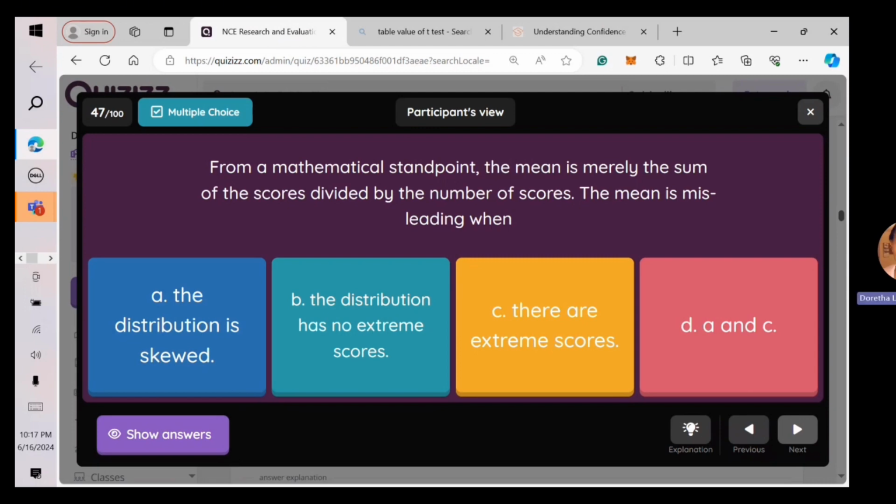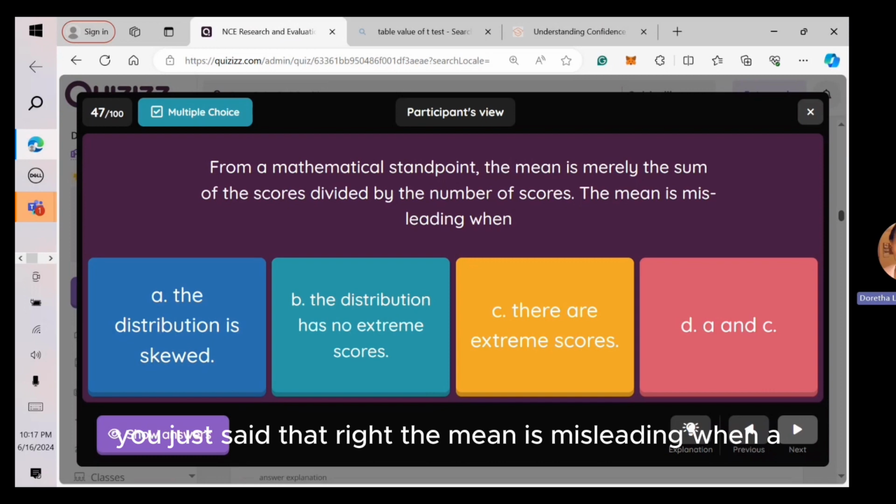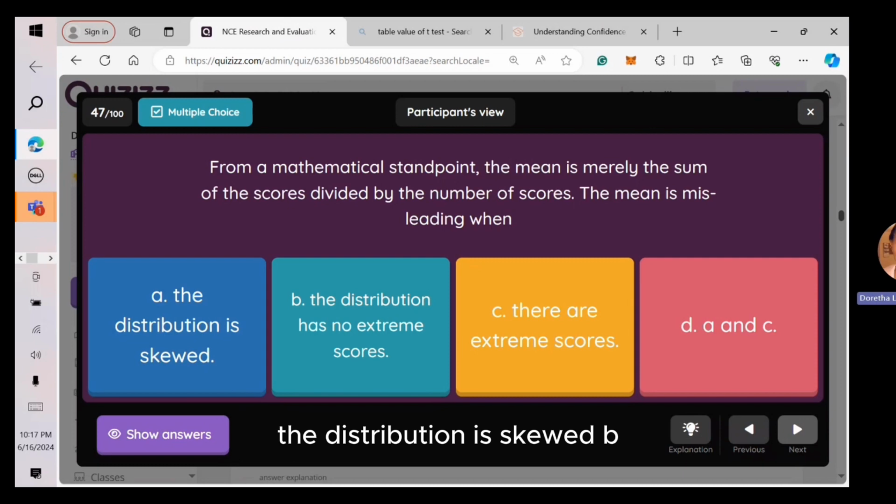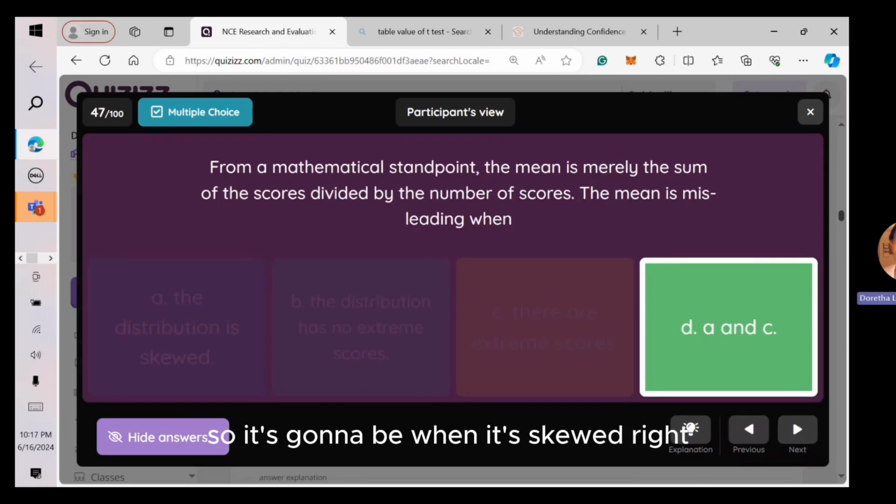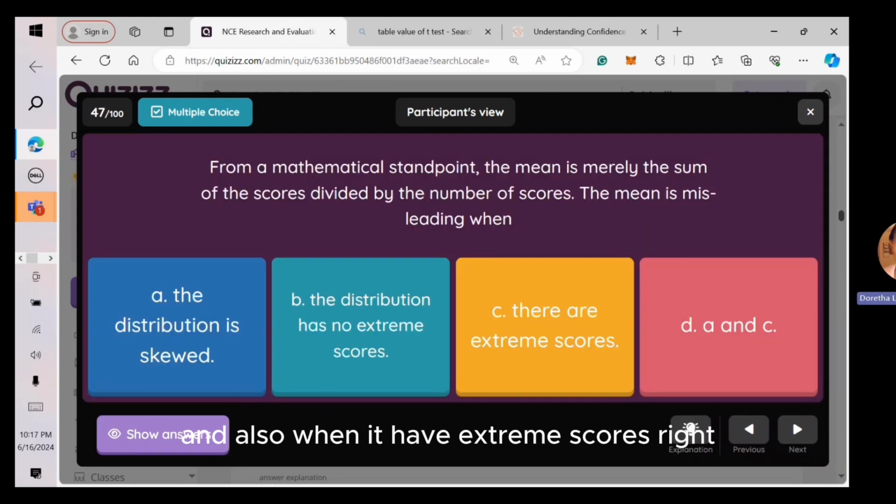Okay. So from a mathematical standpoint, the mean is merely the sum of the scores divided by the number of scores, right? We just said that. The mean is misleading when: A, the distribution is skewed, B, the distribution has no extreme scores, and C, there are extreme scores. A and C. So it's going to be when it's skewed, and also when it has extreme scores, because your average is not going to be in the middle of that bell curve.